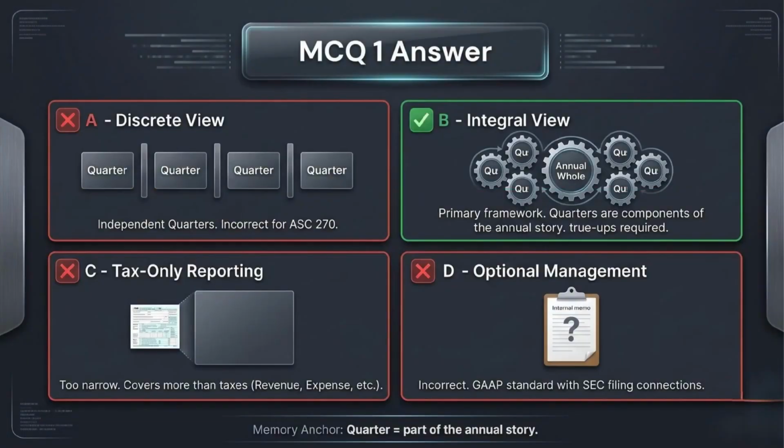The correct answer is B. An interim period is viewed as an integral part of the annual period. Option A describes the discrete view, which is not the primary ASC 270 model. Option C is too narrow because interim reporting is not only about taxes. Option D is also wrong because ASC 270 is not merely optional internal management reporting. The memory anchor is simple. A quarter is part of the annual story.